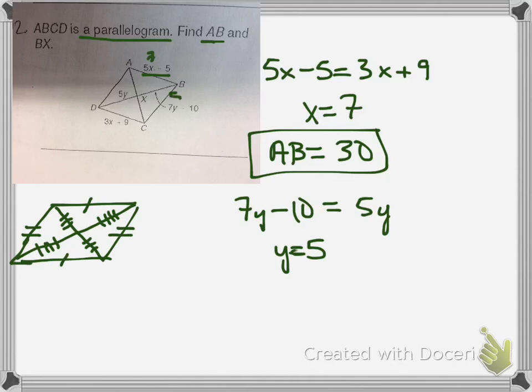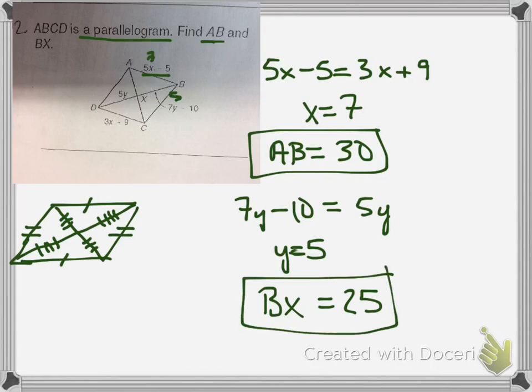And then if I put that in there, I get 7 times 5, which is 35, minus 10. So this one right here, BX, is equal to 25. Okay, and that's really about it. Obviously, if this is 25, so is this. Keep little things like that in mind, and that should be easy.